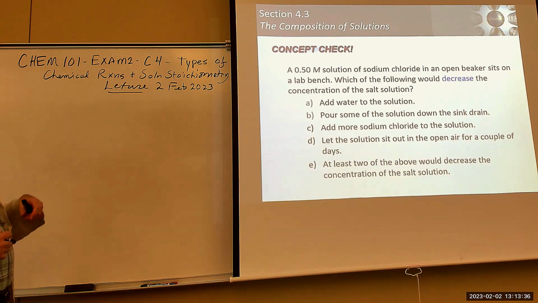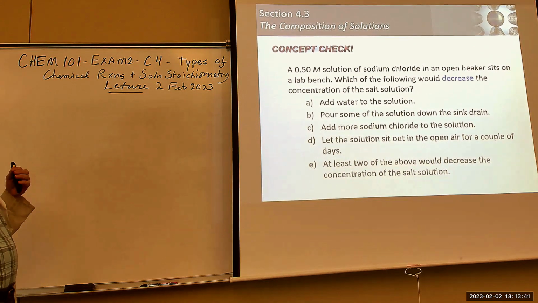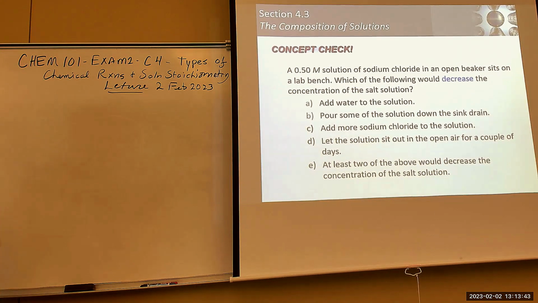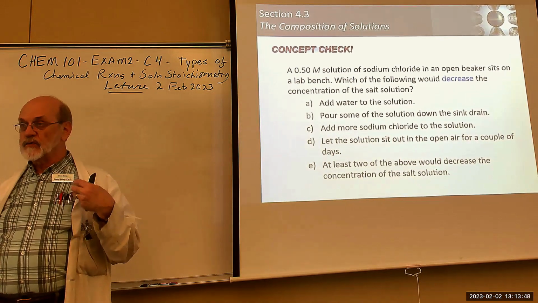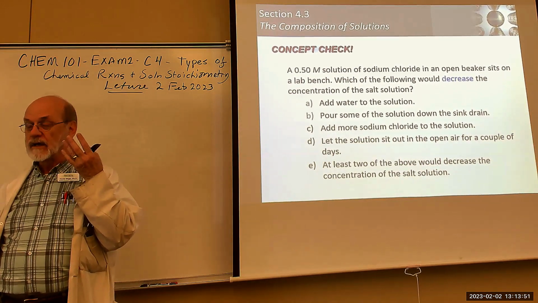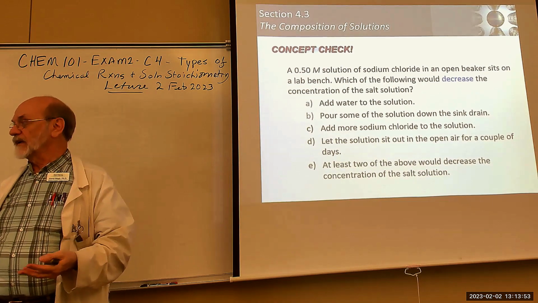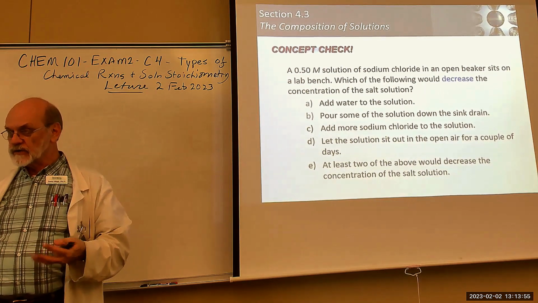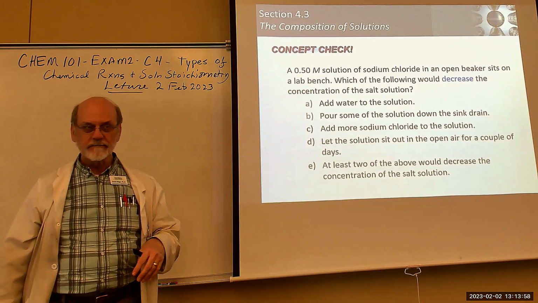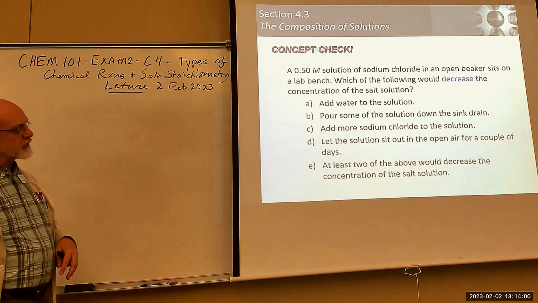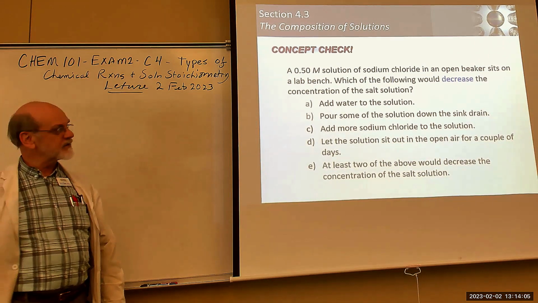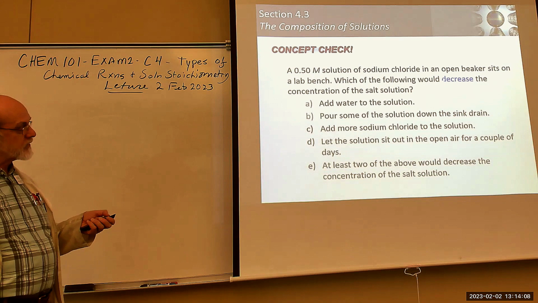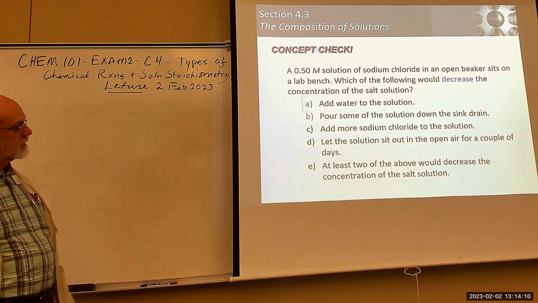If we have a 0.5 molar solution of sodium chloride in an open beaker, which of the following would decrease the concentration of the salt solution? So how do you decrease the concentration of something in solution? You either remove the solute somehow, or you add solvent. If you add solvent, you're diluting it. You're making it less concentrated. So if we add water to the solution, that'll do it. You'll dilute it. You'll make it less concentrated. Decrease the concentration. That one's good.